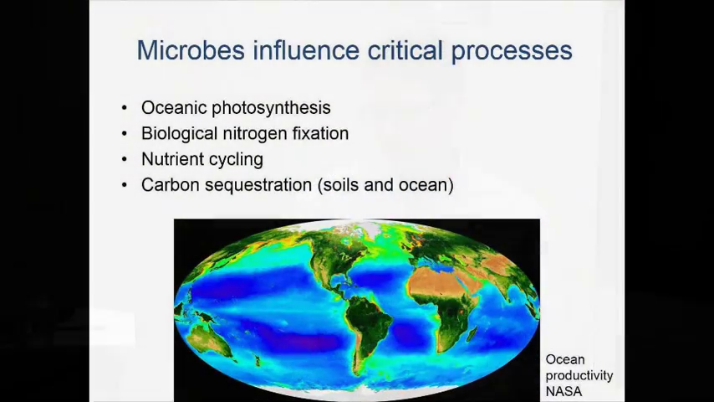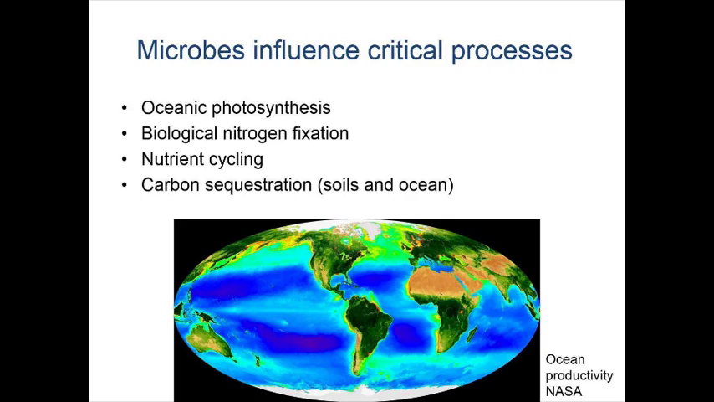So many of you may be familiar with these important roles of microorganisms, but I just thought I would emphasize that microbes really do control the world, at least biogeochemically speaking. This is an image from NASA showing ocean productivity, with greener areas showing higher levels of productivity. Oceanic photosynthesis is mainly controlled by microorganisms, cyanobacteria in particular.